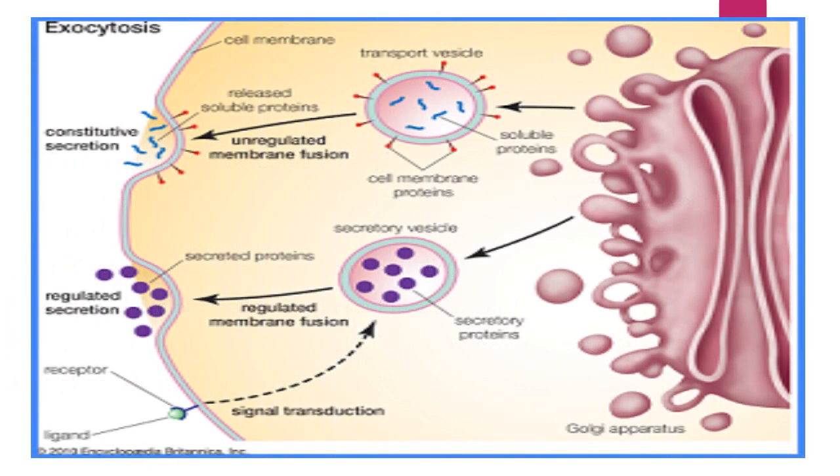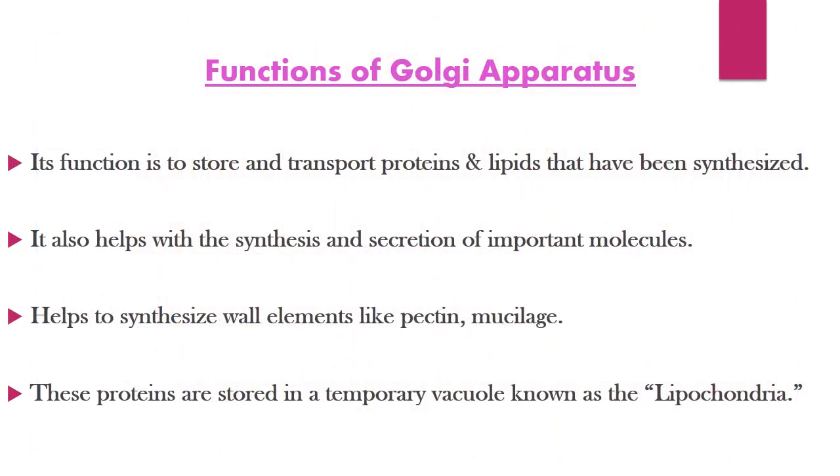This is the structure of the Golgi apparatus. Function: its function is to store and transport proteins and lipids that have been synthesized. It also helps with the synthesis and secretion of important molecules. It helps in synthesizing wall elements like pectin and mucilage, and proteins are stored in a temporary vacuole. This is called lipochondria.